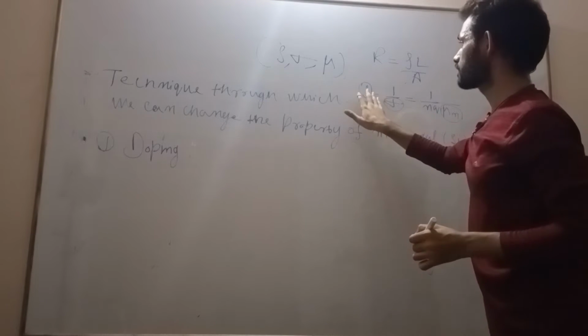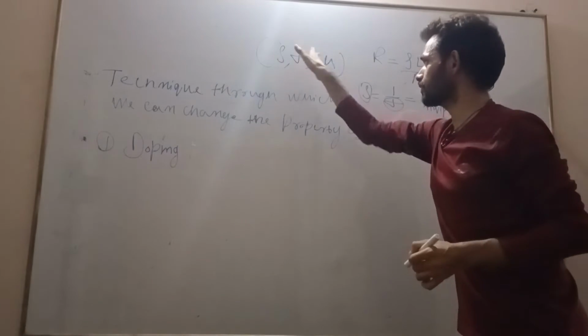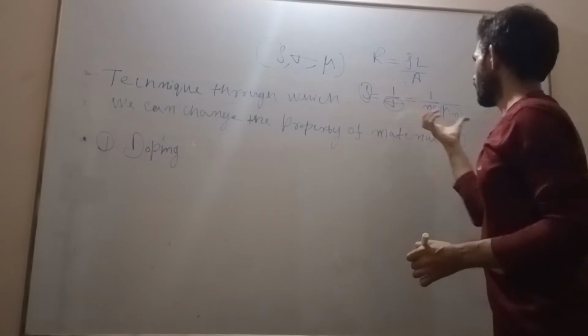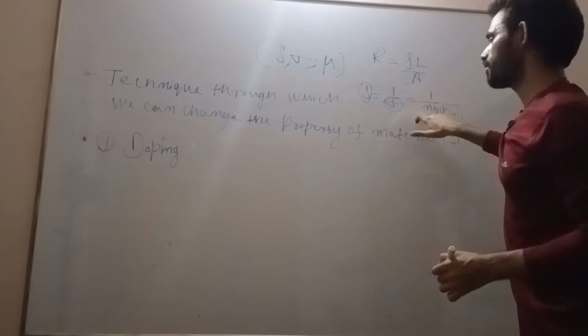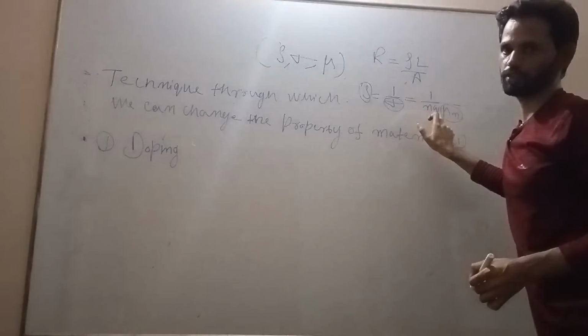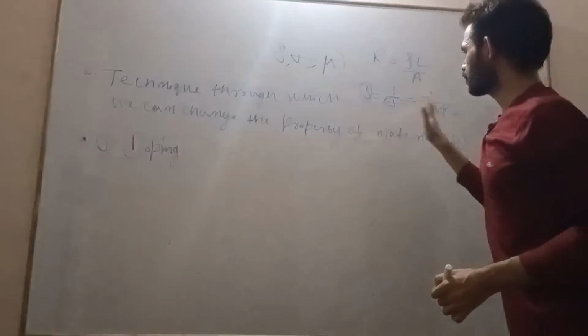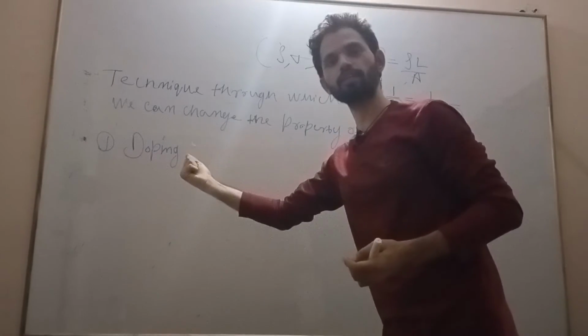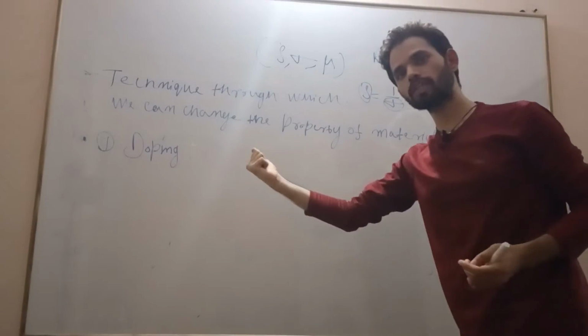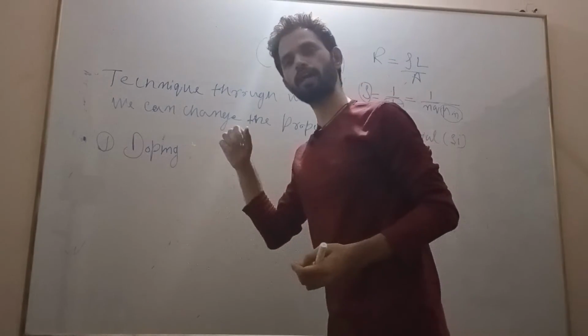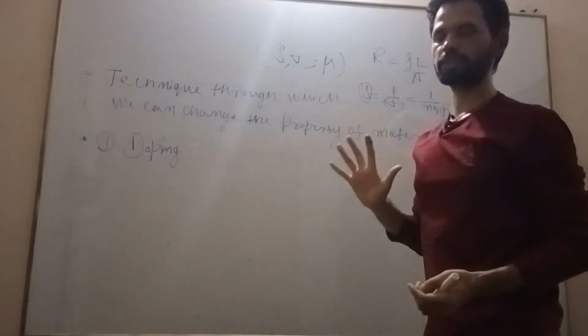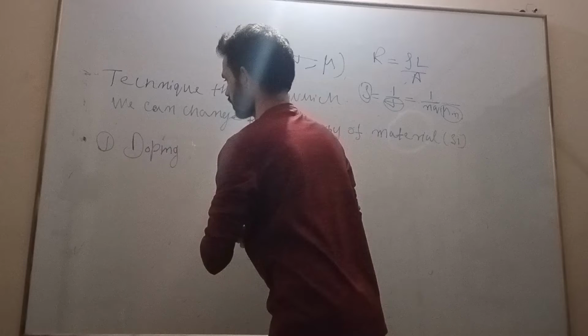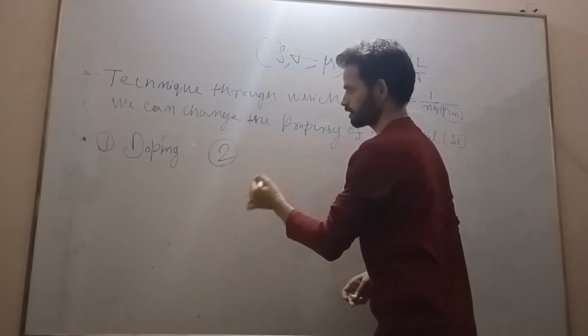So these three are the properties that we can change, and through which we have control over the flow of electron. The number of electrons gives us control over the current. We can decrease the current, we can increase the current as per our requirement, and hence we can generate lots of applications. So for this, the first technique is doping.